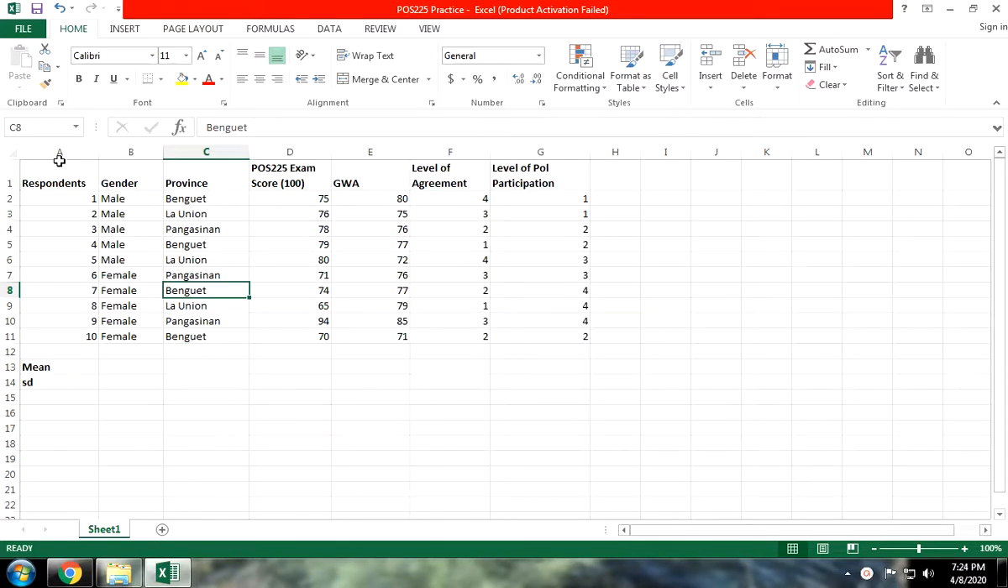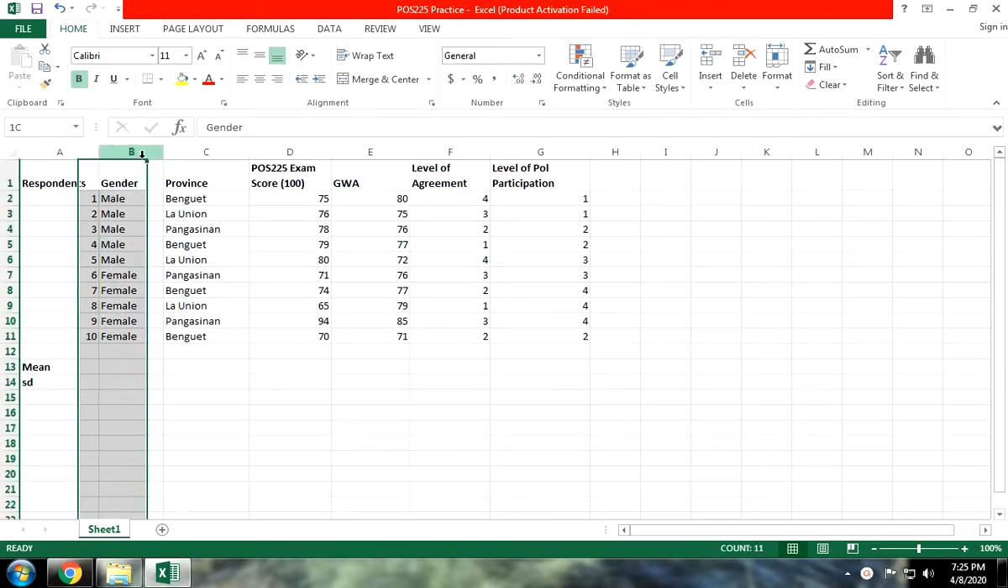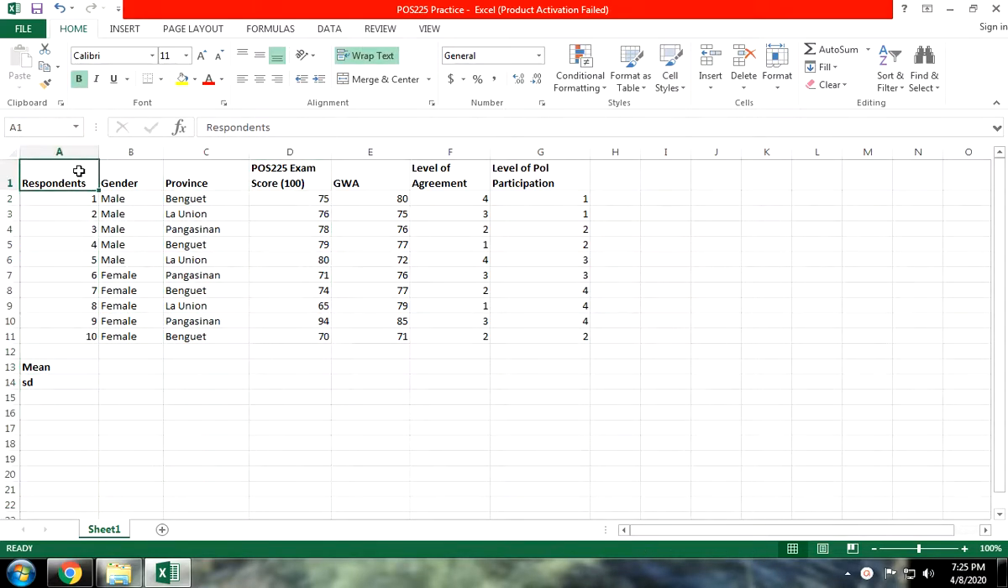When we try to organize data, it is well suggested that we organize our data through columns. The first row contains our variables, the labeling of our variables. These variables or concepts are what we ask for in our tool, or rather the questionnaire. Imagine you have that questionnaire: what we look for is the gender of the respondent, the province where they come from, their score in post 2 to 5, their GWA, then level of agreement, then level of political participation. So imagine what we want to measure here.